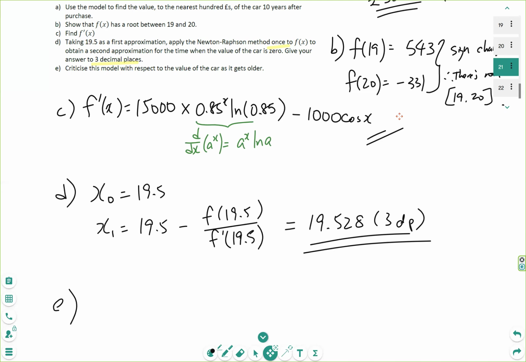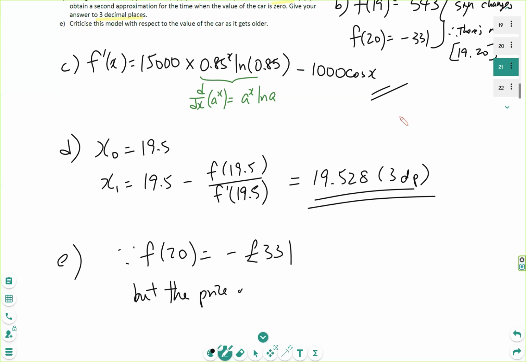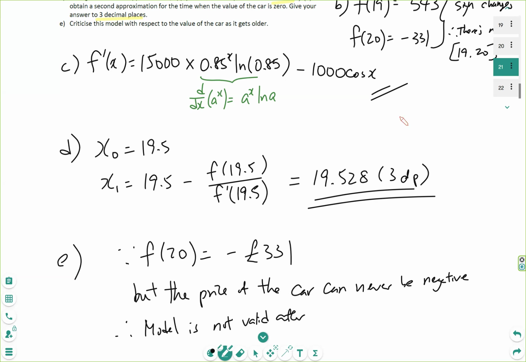Just imagine that. Impossible. So f(20) equals negative 331, but the price of the car can never be negative. Therefore, the model is not valid after 19 years. Okay.